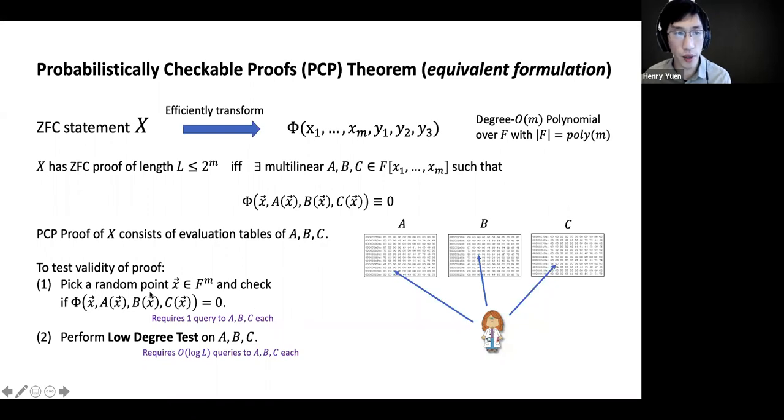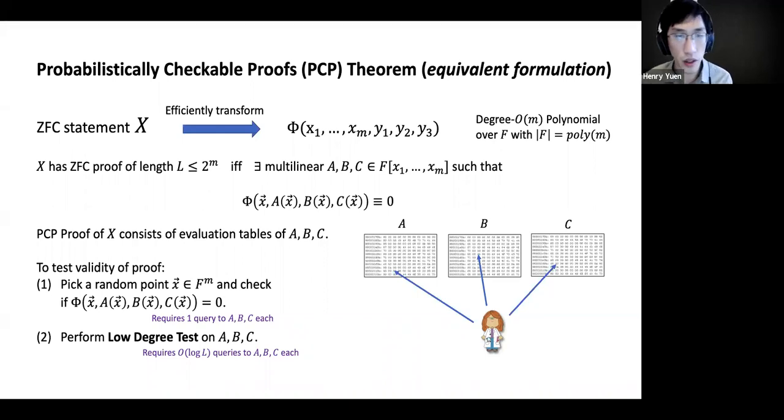So this part of the test only requires one query, one evaluation of each of these functions, A, B, and C. But the second part of the test is, well, we want to actually check whether A, B, and C correspond to multilinear polynomials or low degree polynomials. So this verifier here can make a few more queries, about log L queries to A, B, and C, to test whether these evaluation tables actually correspond to multilinear polynomials.